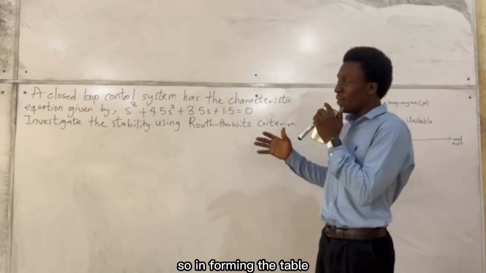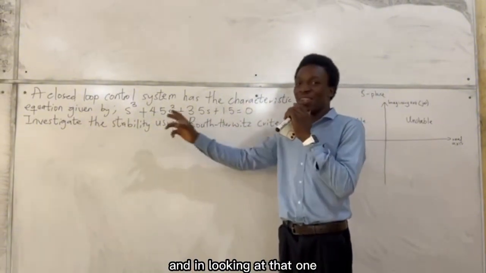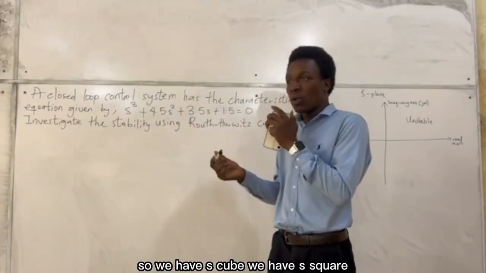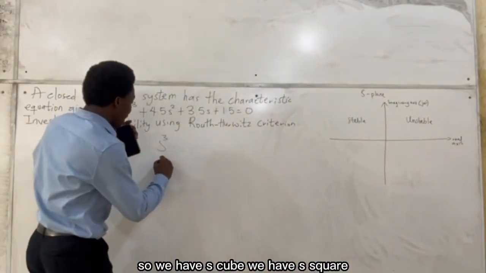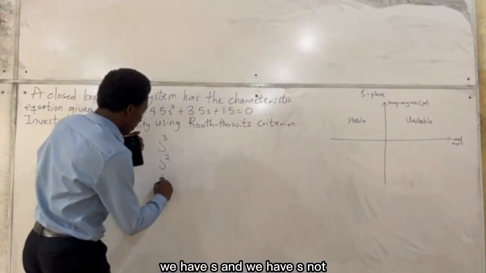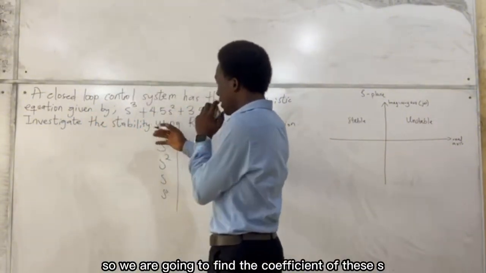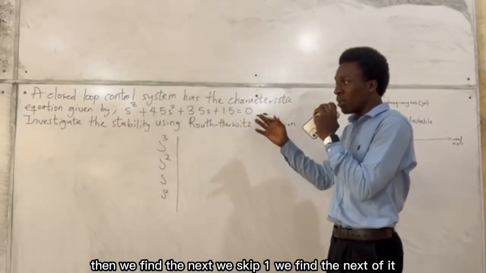In forming the table, we look at the characteristic equation, and we look at the powers of s. So we have s cube, s square, s, and s naught. We are going to find the coefficient of these powers of s. Then we skip one and find the next.